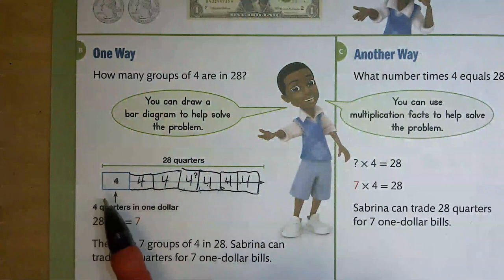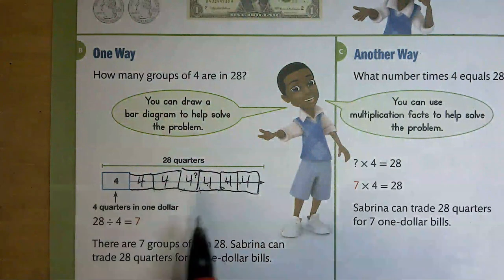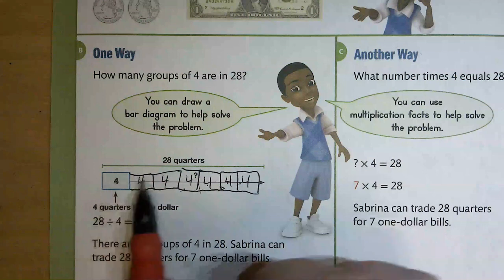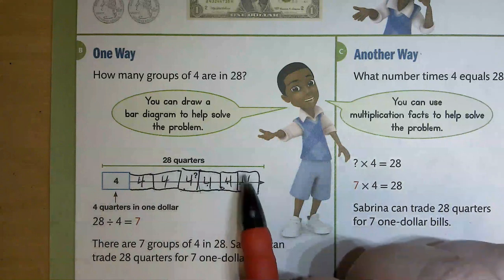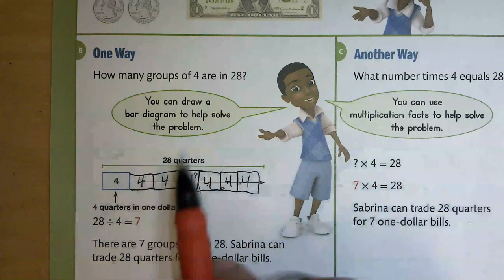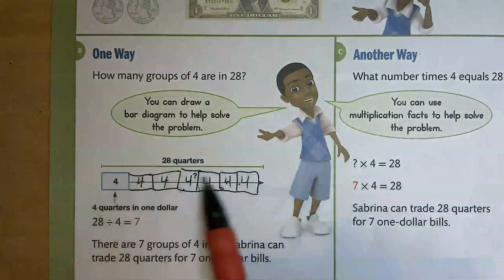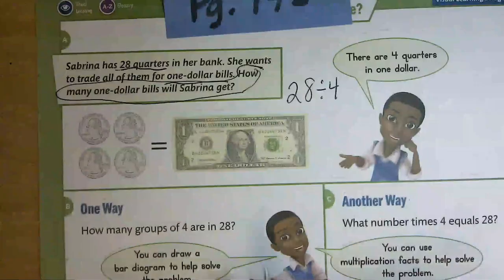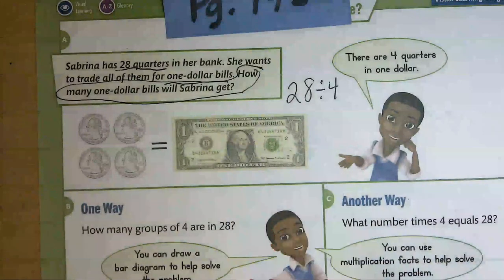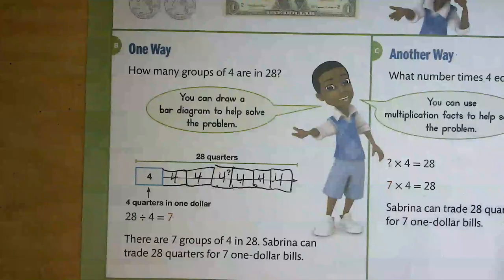How many groups of 4 did we just have to make right here? Well, there's 1 group, 2 groups, 3 groups, 4 groups, 5 groups, 6 groups, 7 groups, which means 28 divided by 4 is 7. All right? And that's what we've got right here. If we took our 28 quarters and divided them into groups of 4, we would have 7 groups. Or if we go back to our original problem, they were asking how many $1 bills? It would be 7 $1 bills.